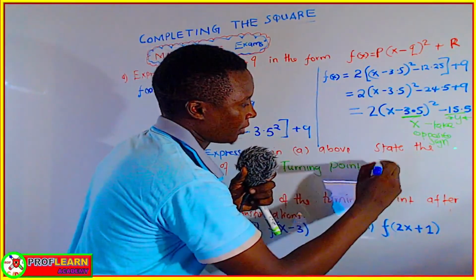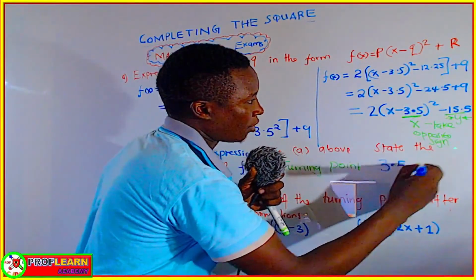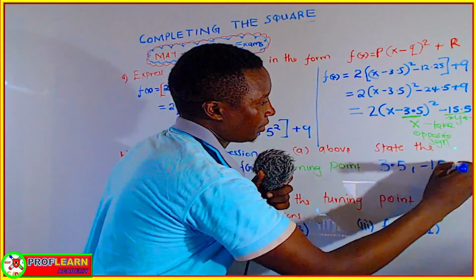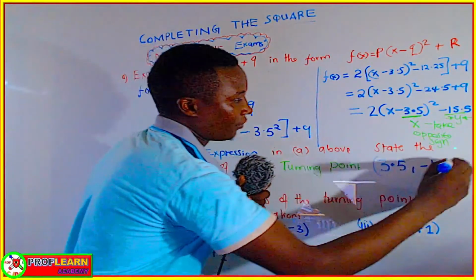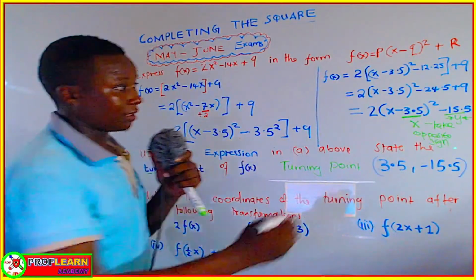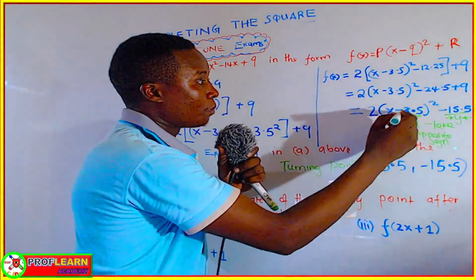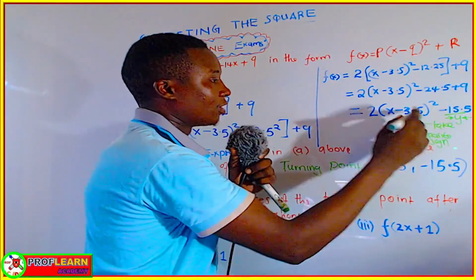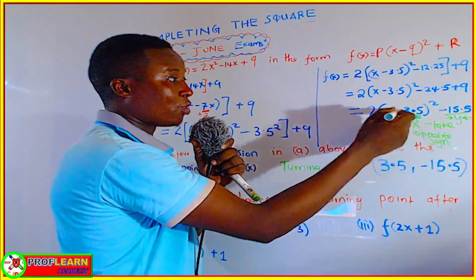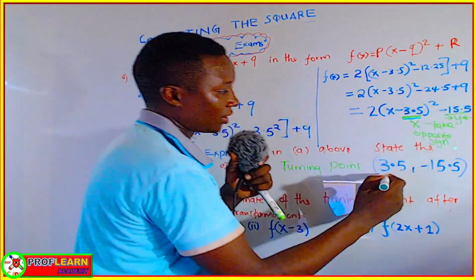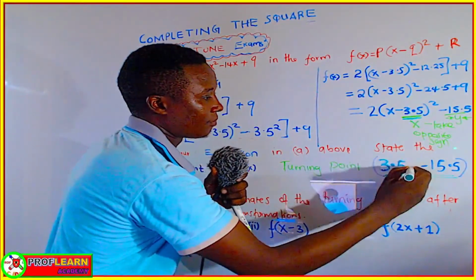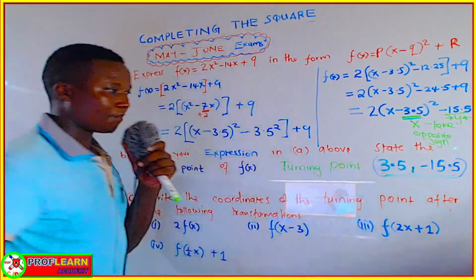The turning point is going to be 3.5, negative 15.5. Let me repeat: whenever you reach this point, you pick the sign that is opposite to whatever is in the bracket, and that gives you the x coordinate. So you take the opposite sign, but the other value you take the way it is. That's why we have 3.5 positive, negative 15.5.